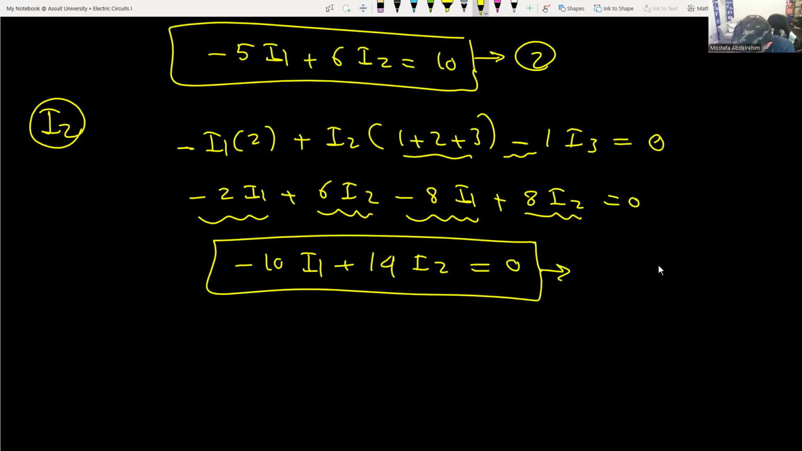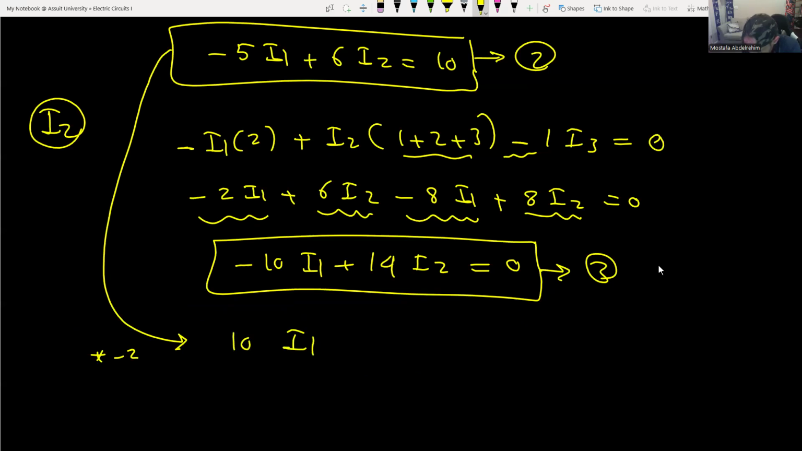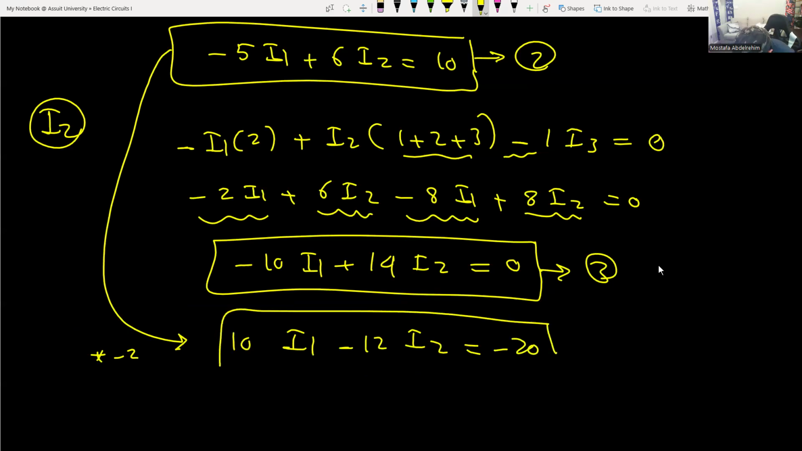Call this number 3. Remember, we now have 2 equations in 2 unknowns, I1 and I2: equation 2 and equation 3. Let's multiply equation 2 by minus 2, on all sides. So minus 2 multiplied by minus 5 will be 10 I1. Minus 2 multiplied by 6 will be minus 12 I2. Minus 2 multiplied by 10 will be minus 20. And call this number 4, which is derived from number 2.